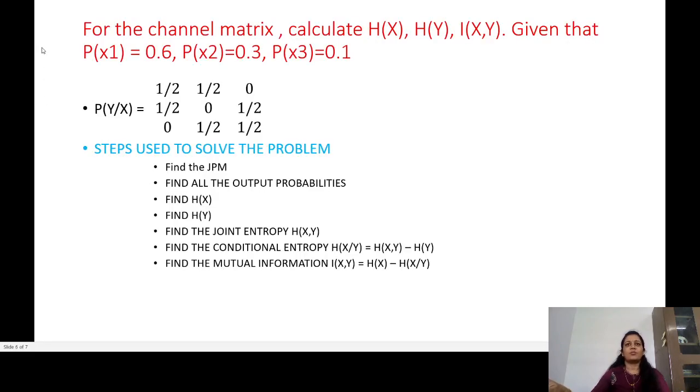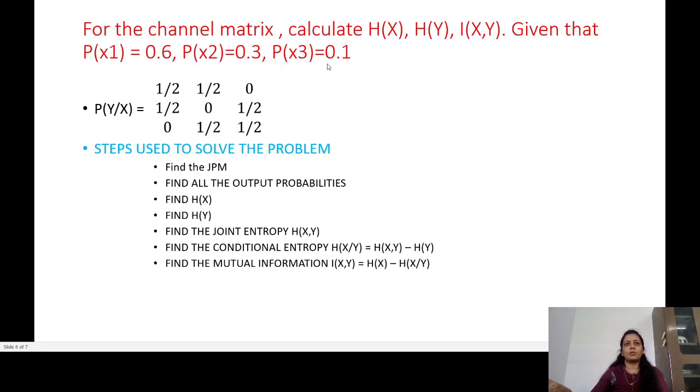Let us consider one more problem. For the channel matrix, calculate H of X, H of Y, mutual information. Given that P of X1 is 0.6, X2 is 0.3 and X3 is 0.1. That means that your input probabilities are given and a channel matrix is given, similar to your previous problem.